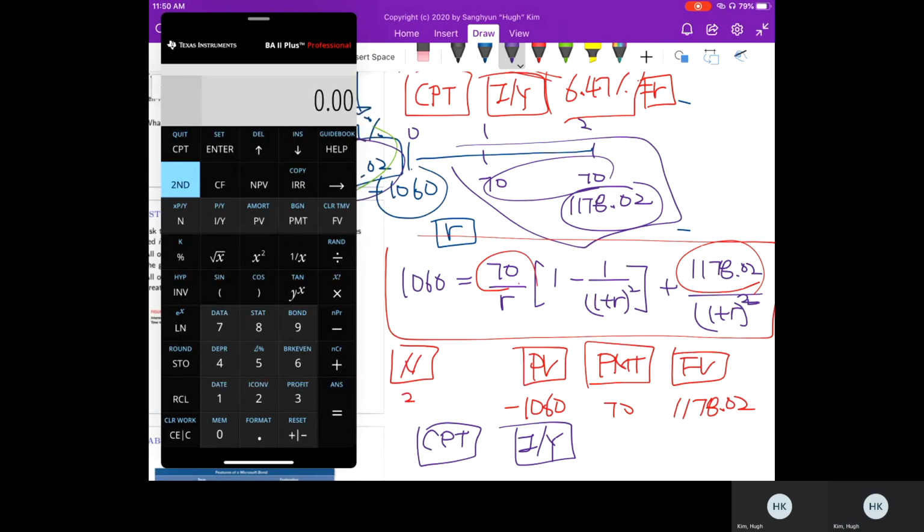So first, clear the registers. Second, clear TVM. So the future value is 1178.02. Payment is 70. And the present value is negative 1060. And number of periods is 2. And we compute I/Y. So that is 11.86%. So that is your holding period return.